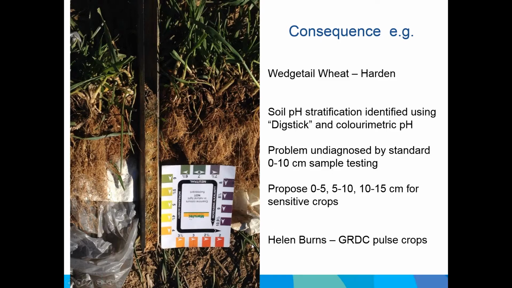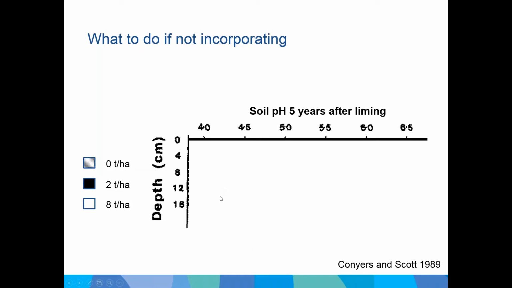Right, so if you're not going to incorporate, what can you do? Here's some work done in the 80s, and basically we've got soil depth here down to 16 centimeters, soil pH along the top here, and this is soil pH 5 years after an initial liming event at different rates. This is work by Mark Conyers and Brendan Scott. Basically, when they put the lime on, they worked it in, incorporated it to a depth of around about 8 centimeters. That's what this little I stands for, the depth of incorporation.